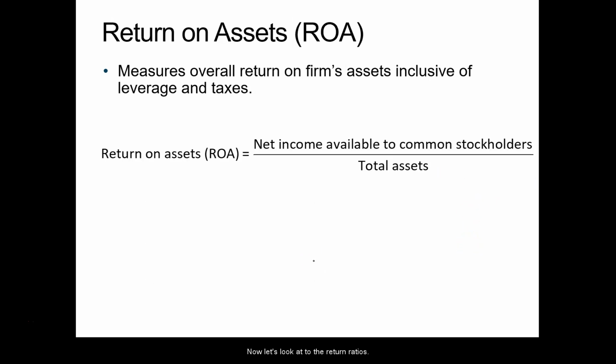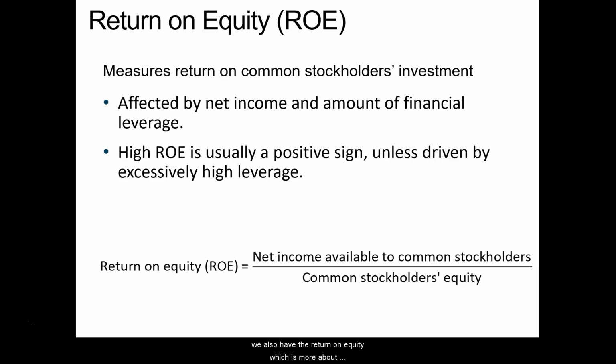Now let's look at 2 return ratios. We first look at the return on assets. Return on assets simply is about the overall return on the company's assets. So that's net income available to common stockholders divided by the total assets. We also have the return on equity, which is more about common stockholders. So that's the return on common stockholders' investments. If you look at the formula, it's the net income available to common stockholders divided by the common stockholders' equity.